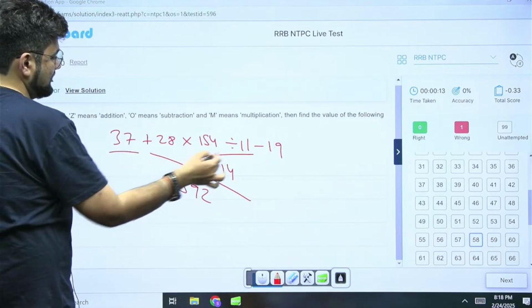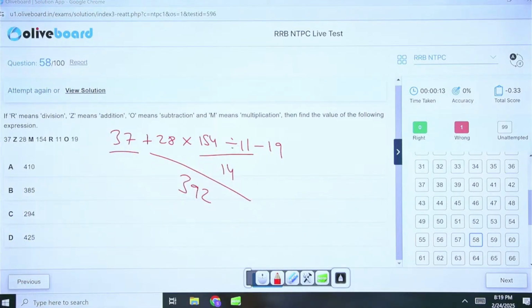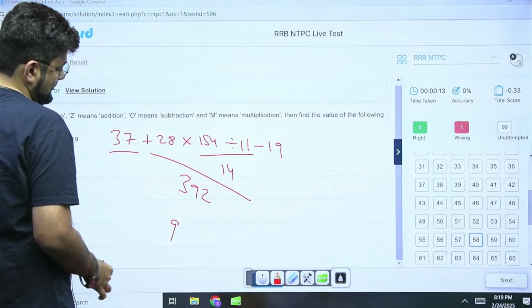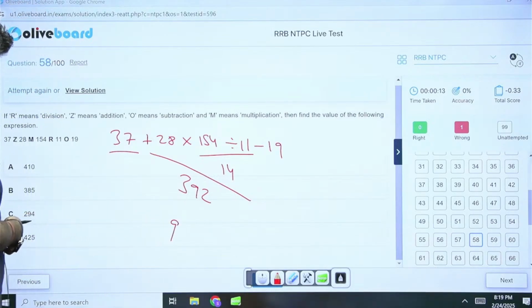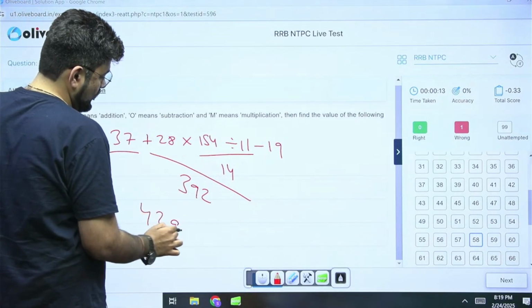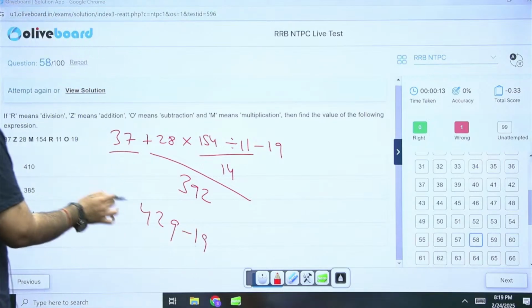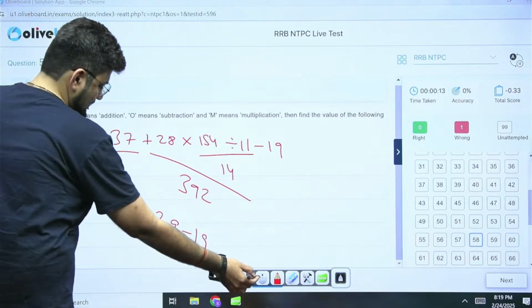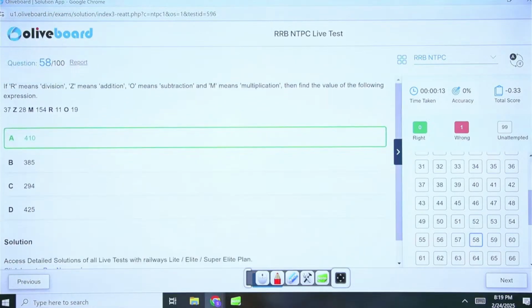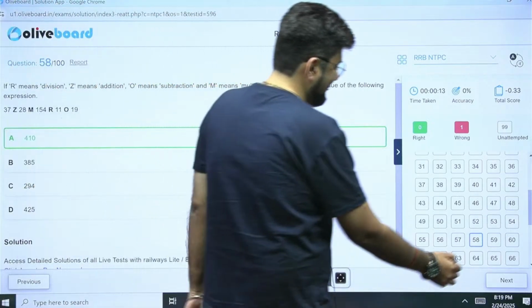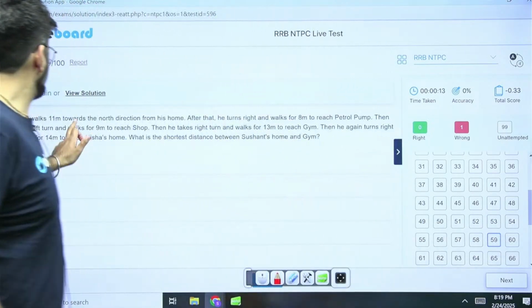392 plus 37 minus 19. So 392 plus 37 will give me 429. And 429 minus 19 will give me 410. Yes, correct. Option A is the right one. Next, 59. Okay.